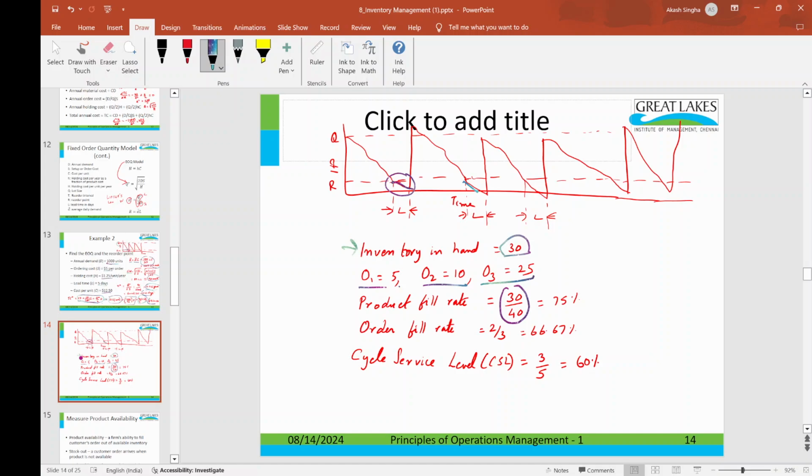So product fill rate is 75%. For order fill rate, we have 30, and we look at the maximum number of orders we can take. We can take order 1 and order 2. We cannot take order 3 with them, or we can take order 3 and order 1, but we cannot take order 2 then. So only a maximum of 2 orders we can take at a time. So the order fill rate is 2 by 3, which is 66.67%. And the CSL value is 3 by 5.